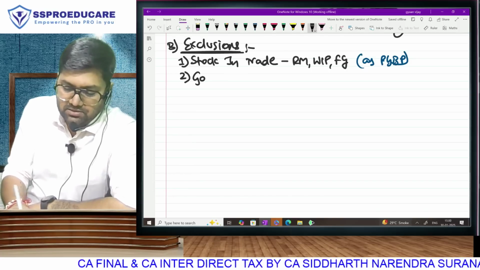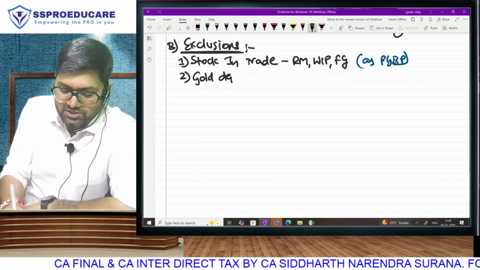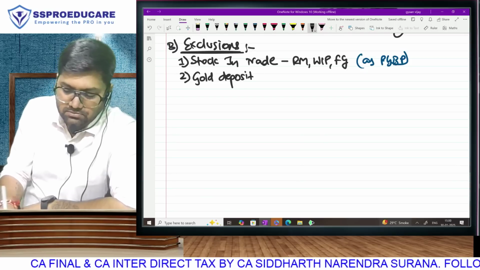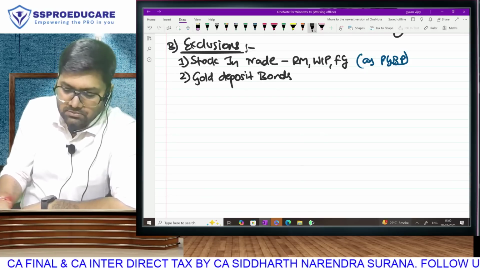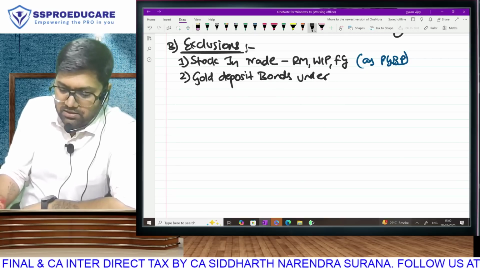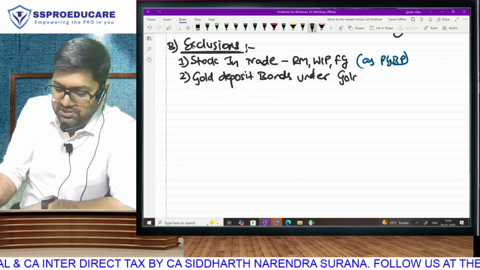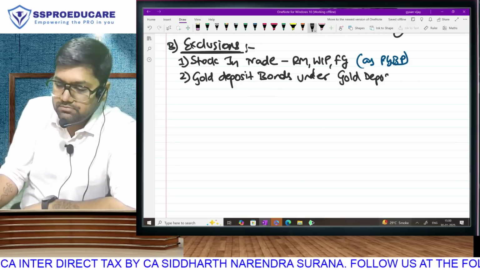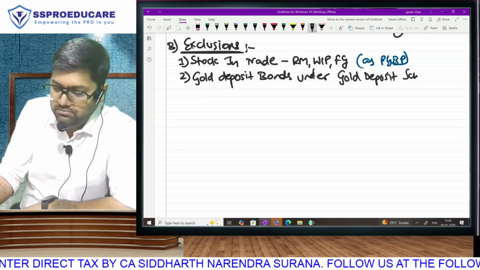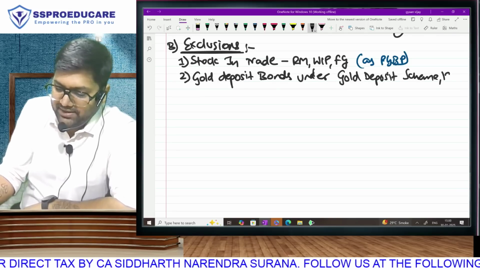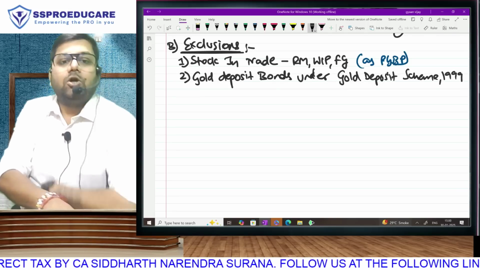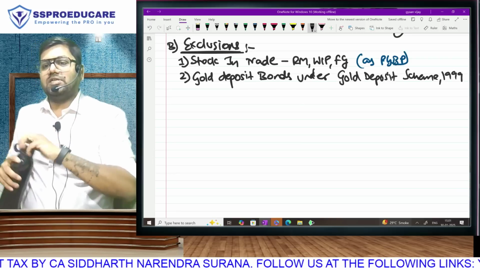Fantastic. Next. Gold deposit bonds that were issued under the Gold Deposit Scheme 1999. Gold deposit bonds under the Gold Deposit Scheme 1999.